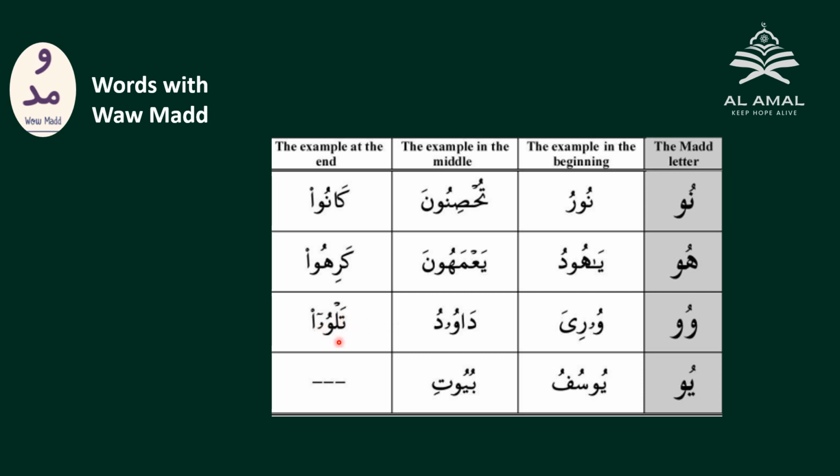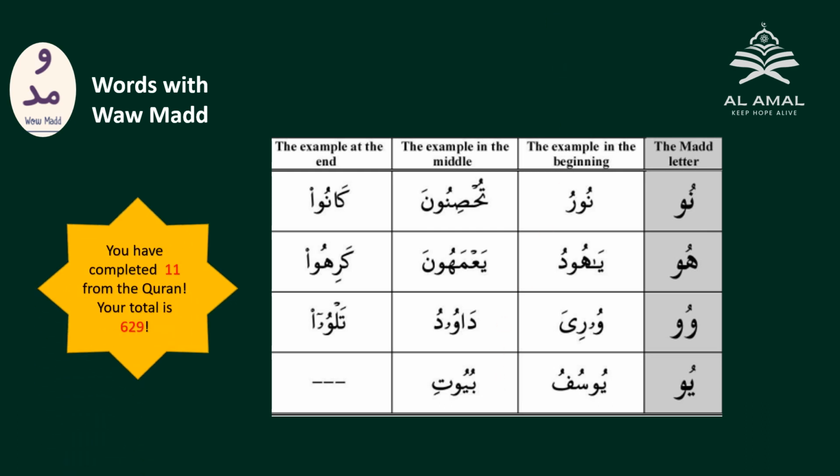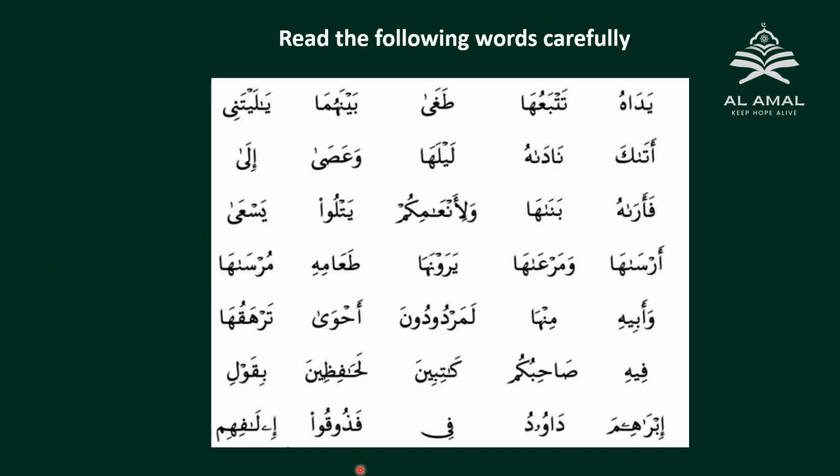Okay, I make it a bit long. As you know, it's also a mad, and this is waw mad. Alright, so the combination is a little bit longer, like 4 harakat. Okay, this is you, Yusufu, Buyuti. Alright, so you completed all the waw mad. Right, so let's move on. Let's repeat the following words carefully. I will try to read it slowly, alright? Read it together with me, okay?